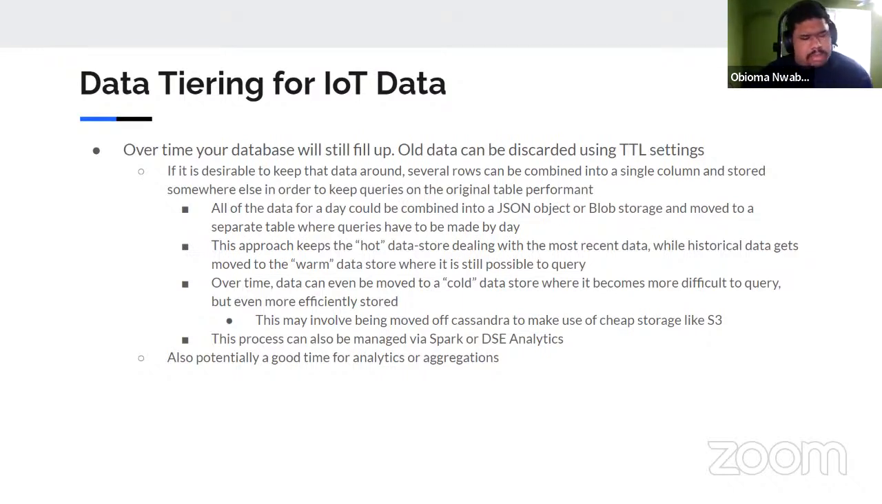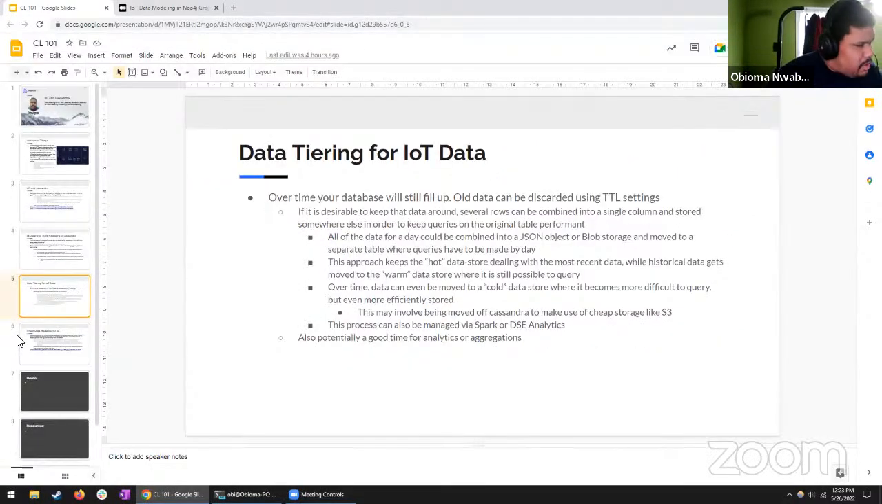And then processes like these are easy to manage via Spark or DSE Analytics if you're using DataStax Enterprise. And then when you're moving stuff down your data tiers from hot to warm to cold, those are also a good time for analytics or aggregation. So we talked about potentially using averages or means, that sort of analysis, but also larger analytics can potentially take place at that time.